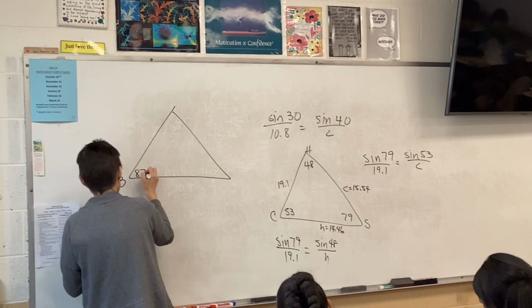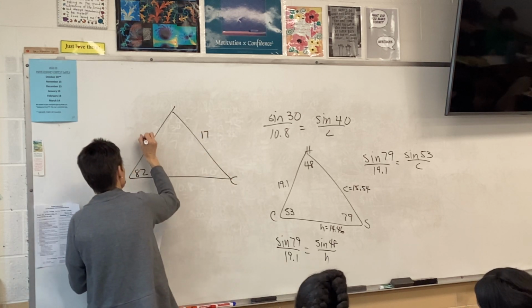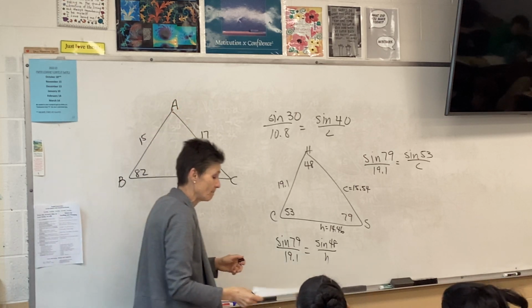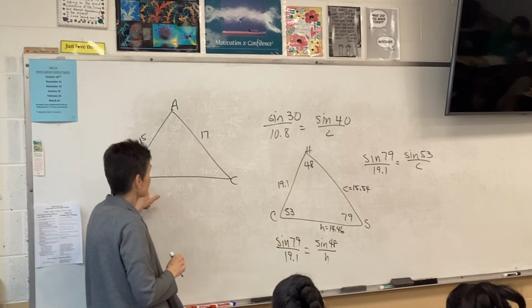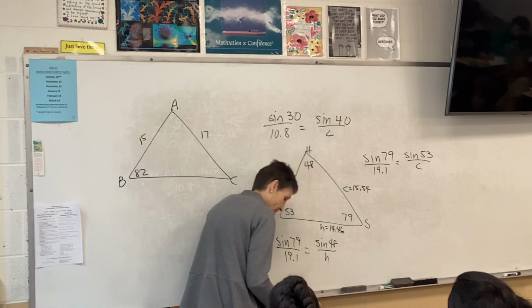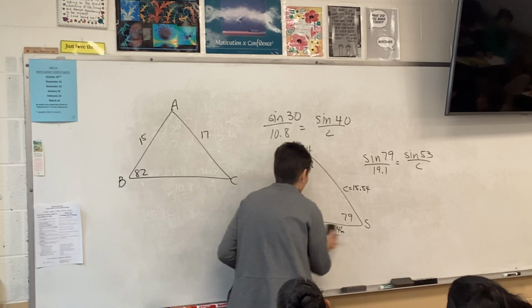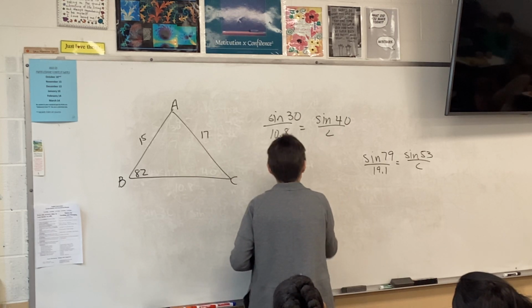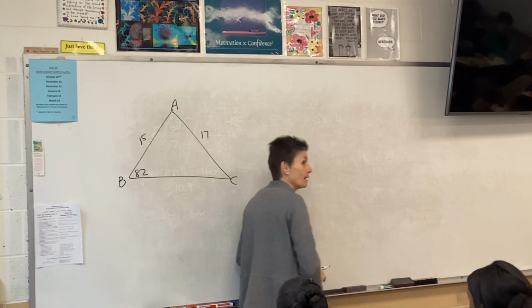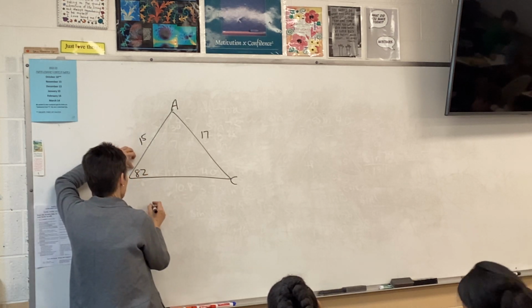Here angle B is 82, side B is 17, side C is 15. Now again, it does not matter where you put the A, B, and C, but 17 has to be across from the 82. Do I have a pair? Yeah, I do. And anytime you have a pair, you can set up the law of sines, okay? So what's it gonna look like this time?